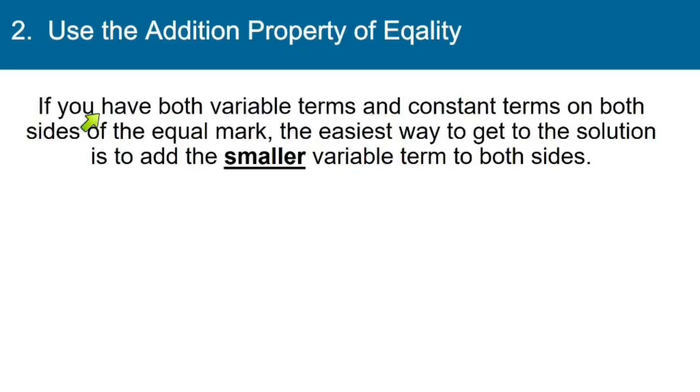Now, if you have an equation that has both variable terms and constant terms on both sides of the equal mark, then sometimes it's not as easy for students to tell which side should belong to the variable term and which side should be the constant. So the easiest thing to do is to figure out which of your variable terms is smaller and add that smaller variable term to both sides. Let me show you what I mean.